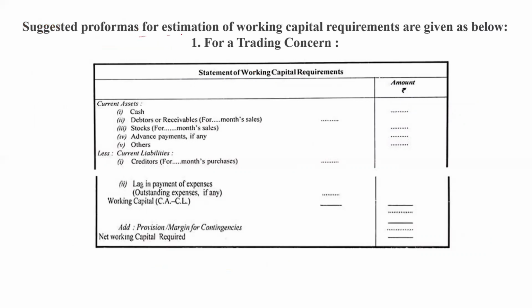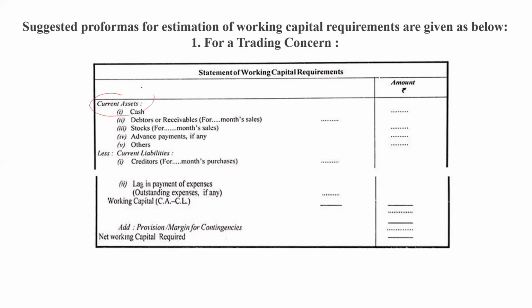So that should be the proper structure or performa for estimation of working capital requirements. This formula is based on two things. Different kinds of concerns or businesses have to adopt different kinds of performa. So this performa is for a trading concern, which may also manufacture.